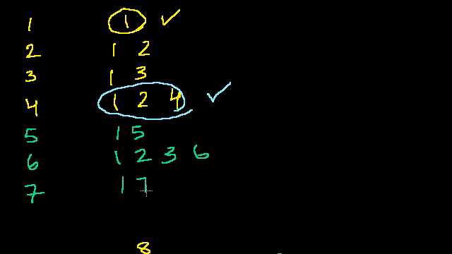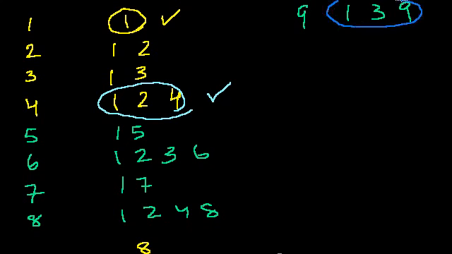7. It's 1 and 7. 8, we just did that. It's 1, 2, 4, and 8. Still going to be off. 9. Let's see. 9, the factors are 1, 3, and 9. Interesting. Once again, we have an odd number of factors. So 9 is also going to be, the light bulb number 9 is also going to be on when everything's done. Let's keep going.